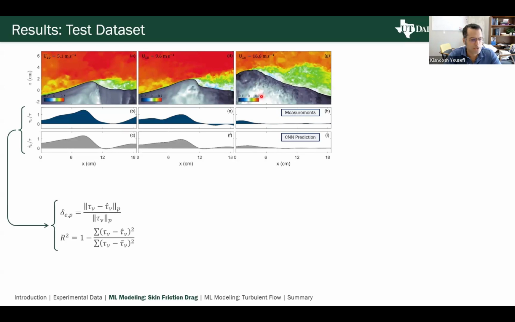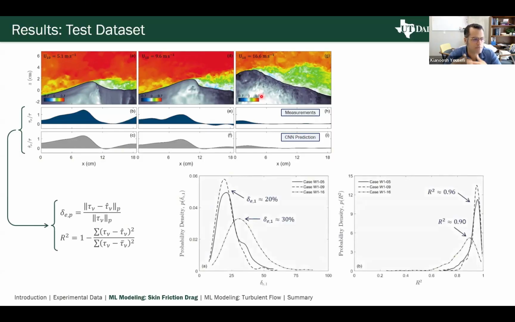But if I want to bring up some more accurate error metrics, we can look at the L1 norm and R square. Here is the PDF, the probability density distribution, of these error metrics. The first image on the left shows the PDF for the L1 norm. We see that the most probable error that we get out of this model is around 20% for cases with a lower wind speed of 5 and 10, and for the highest wind speed it is around 30%.